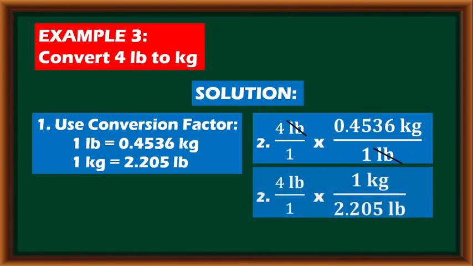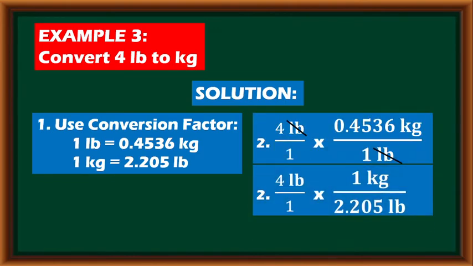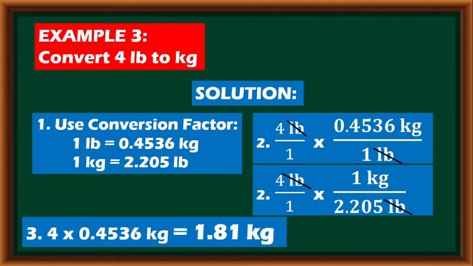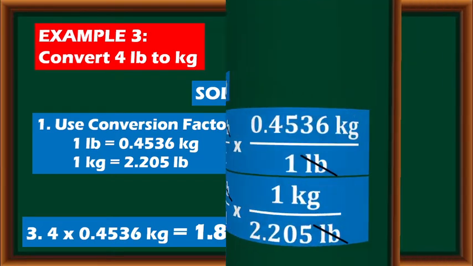Okay, so mamili ka kung alin diyan ang mas madali na solution para sa iyo. Okay, kung mas magaling ka sa multiplication, why not make use of this solution? Pero kung mas magaling ka sa division, ito. Kung gusto mong gawin silang dalawa to compare, kung parehas ba ang sagot, pwede mo rin gamitin. Okay? So, the answer is 1.81 kilogram.